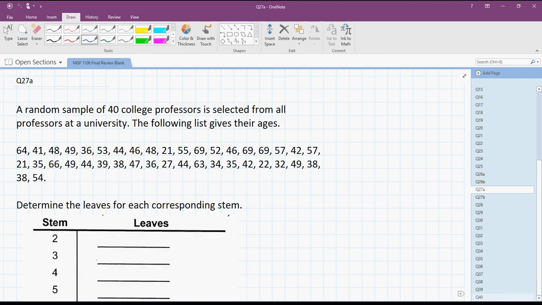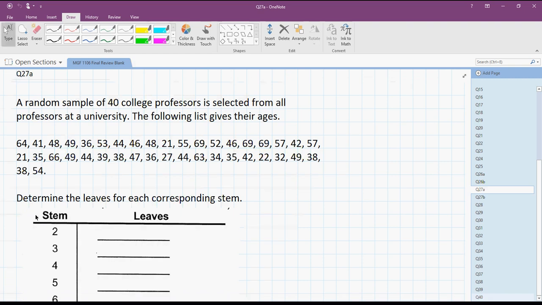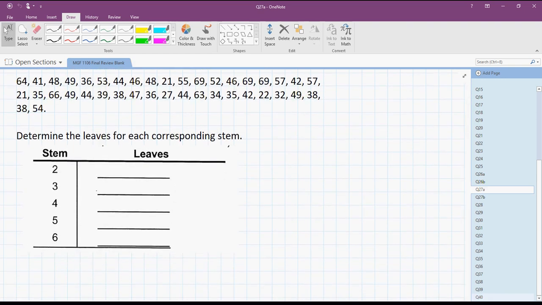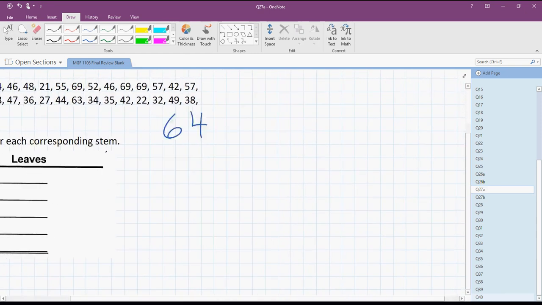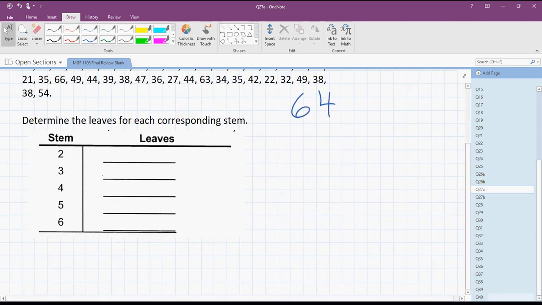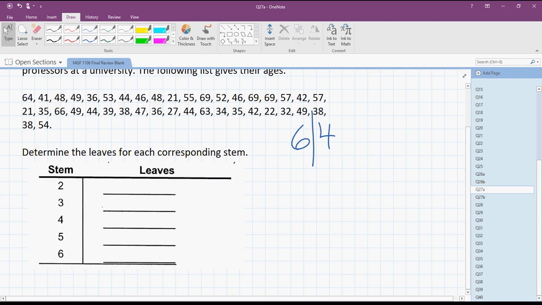All right, 27, a 2-parter again. Stem and leaf plot. So again, in class, we talked about this. All you're going to do is take your numbers and put the leaves where they go. Now remember, my first number is 64. So how do I make the leaf? Well, don't always think the middle. You knock off the last number. The last number is what becomes your leaf. So for 64, we're going to take the leaf of 4 and put it under the number 6.